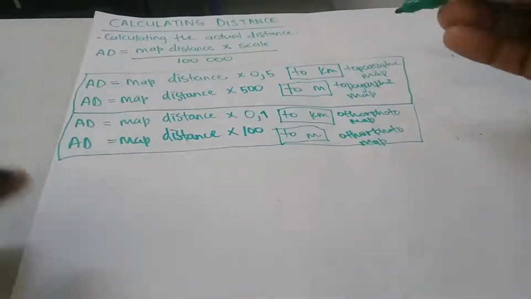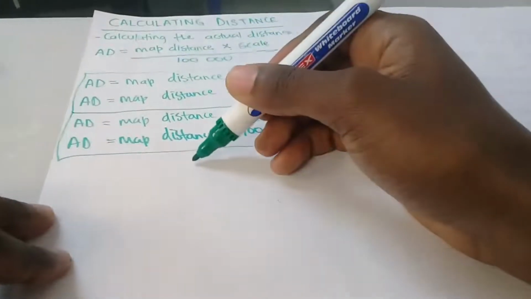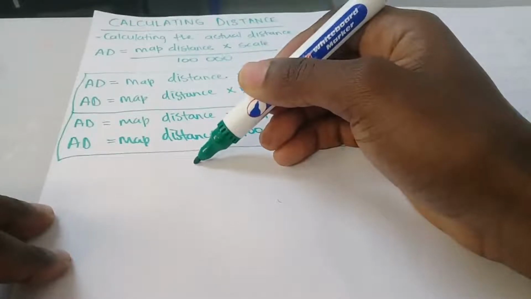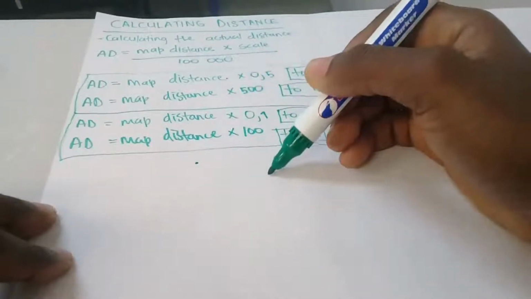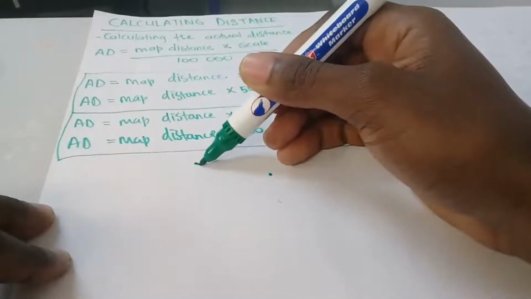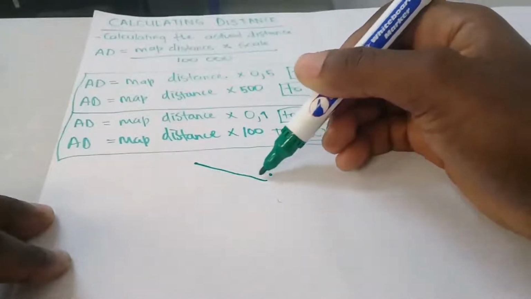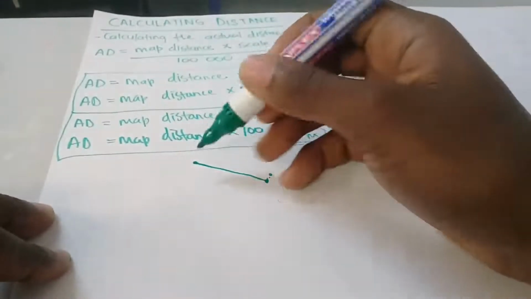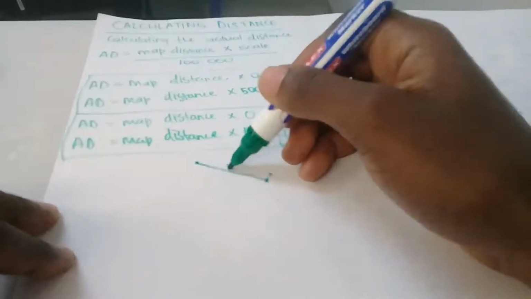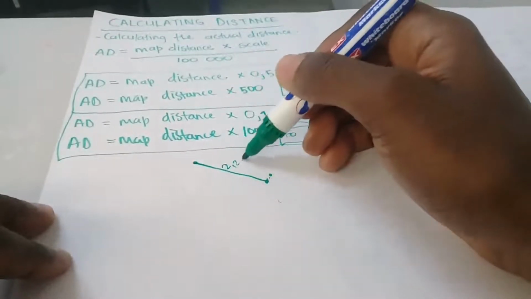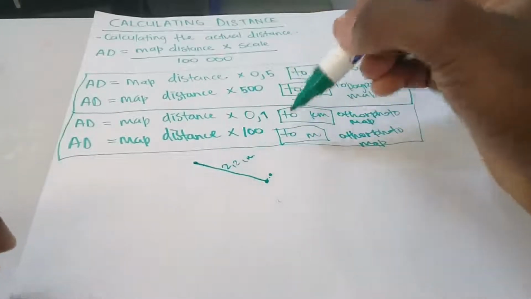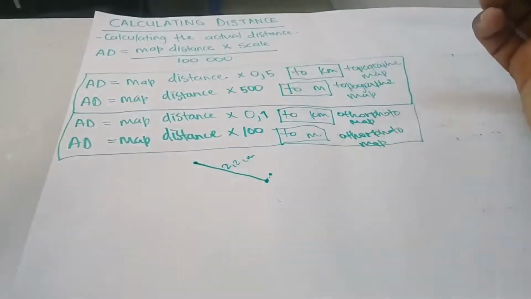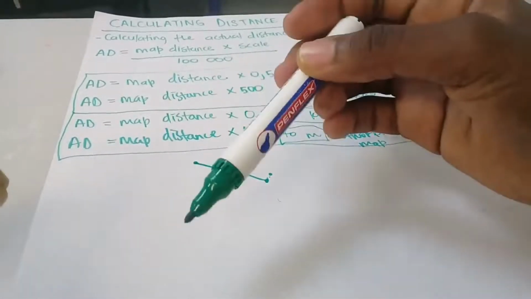Because they can say, calculate the distance from this point to this point. You can see this is straight. You're just going to put your ruler here and measure from this point to this point. Let's say you get 2,2 centimeters. Then you multiply 2,2 centimeters by 0,5, and you get your answer in kilometers. That's the actual distance on the ground.